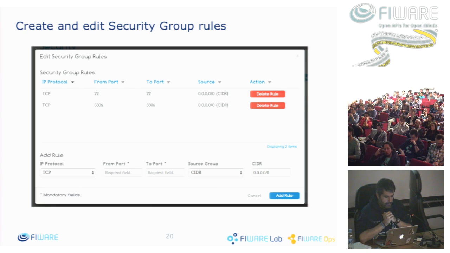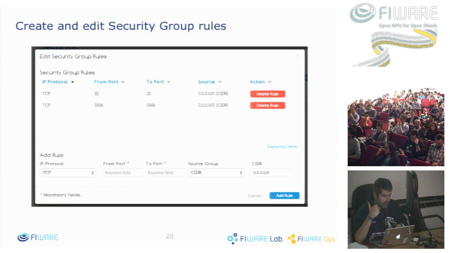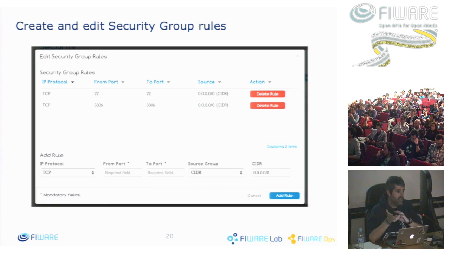By default, if you open these windows, there are no rules there. You have to introduce the protocol, whether you are using TCP or UDP, and the port. You have the possibility to define a range of ports. Imagine that you want to open between 20 and 22. Okay, I put 20 in the first field, and then from 20 to 22.